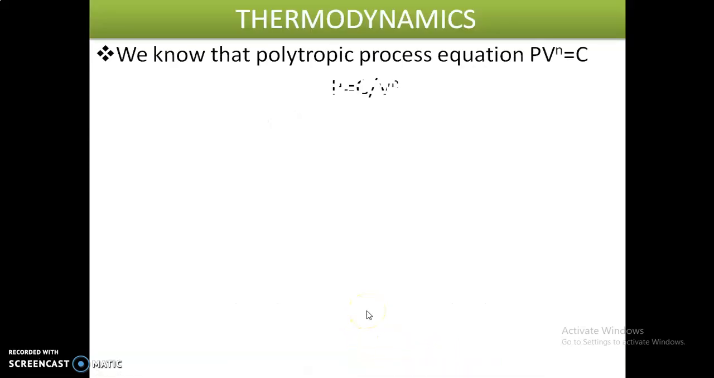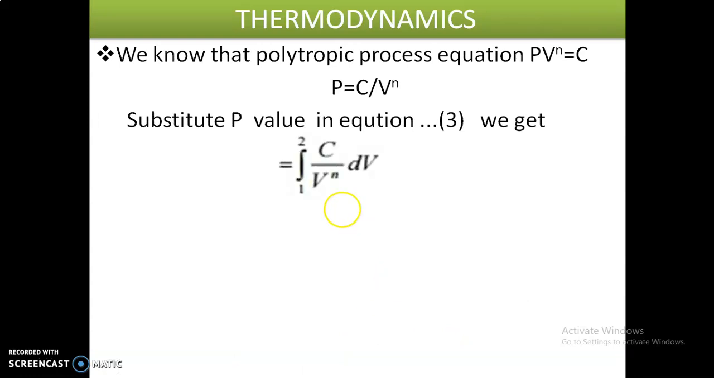So substitute the P value in equation number 3. We get integration 1 to 2, and in place of P we have substituted C by V to the power of n into dV. C is the constant, so put it outside the integral. Then we have 1 by V to the power of n, so write this V to the power of n in the numerator position: it becomes V to the power of minus n into dV.